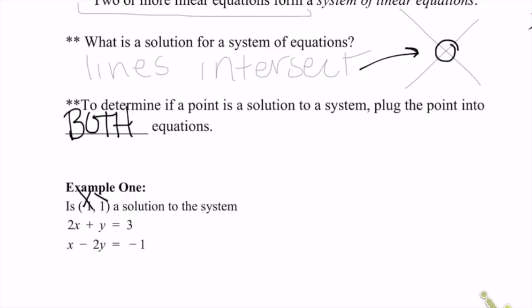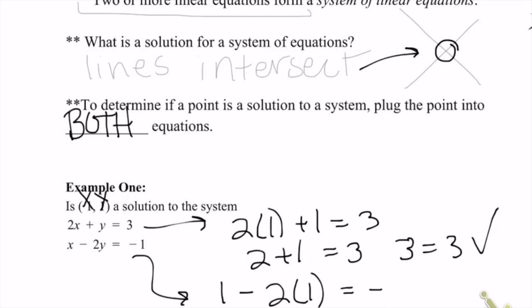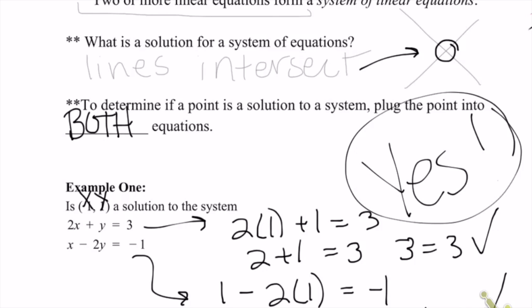So let's go ahead and tackle example number 1. Remember, this is your x value and this is your y. Both are 1. So when we do our first one, you've got 2 times 1 plus 1 equals 3. Well, 2 times 1 gives you 2. Add 1, you get 3. 3 does equal 3, so that works, yes. For our second one, we'll have 1 minus 2 times 1, and it's supposed to equal negative 1. Well, we got 1 minus 2. It does equal negative 1. Negative 1 equals negative 1. Yep. So, yes, this is a solution.